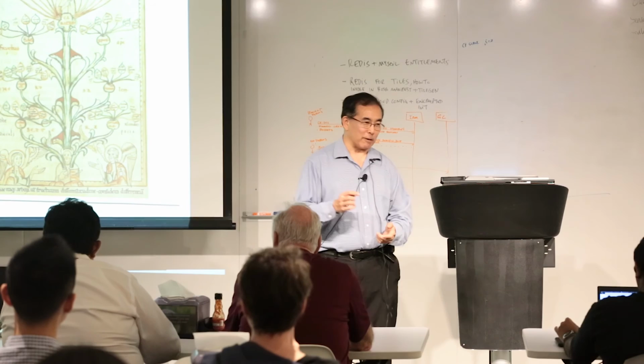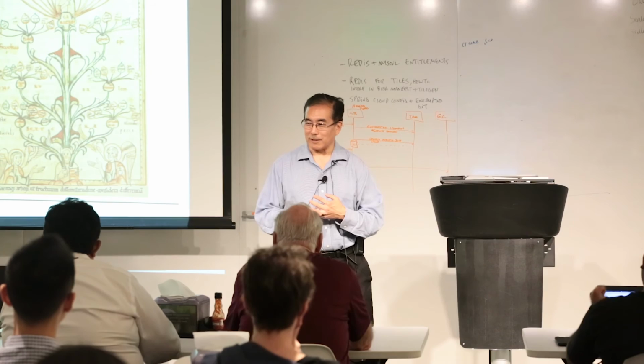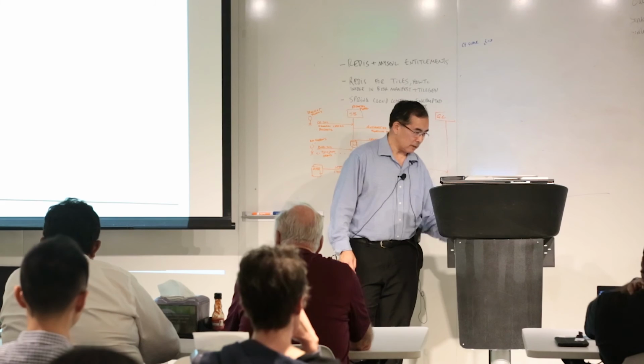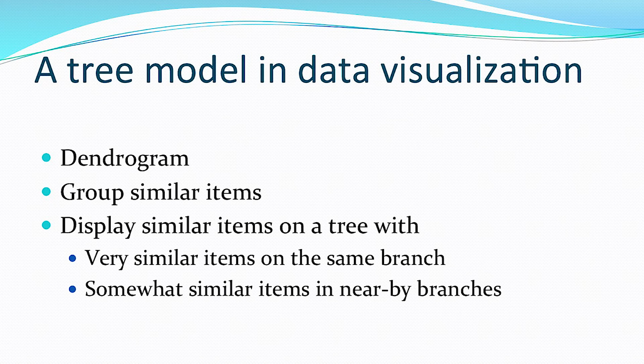You can think about family trees. You can think about picking basketball tournaments. There are a lot of different ways, decision trees, et cetera. I want to talk about one particular type of tree that I especially like. It's used in genetics, and it's also used as a way to organize data.